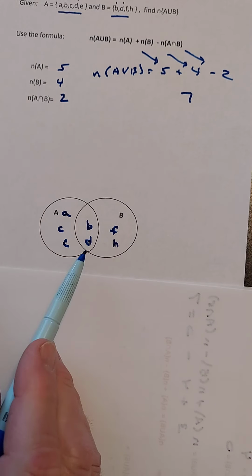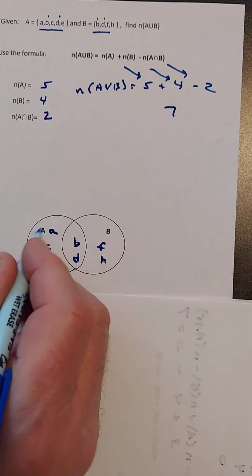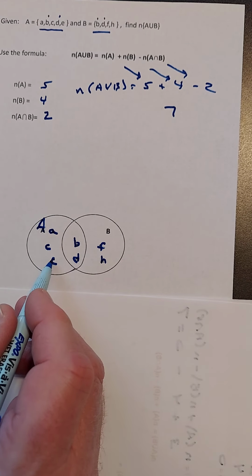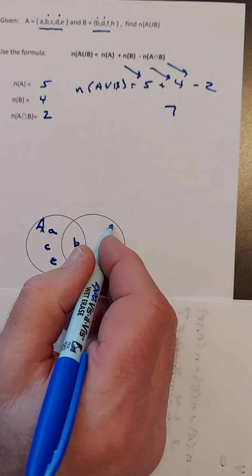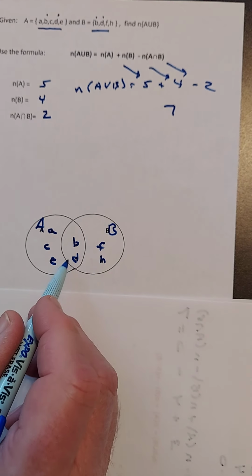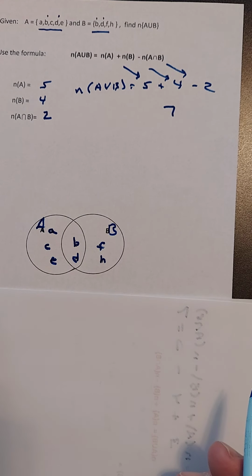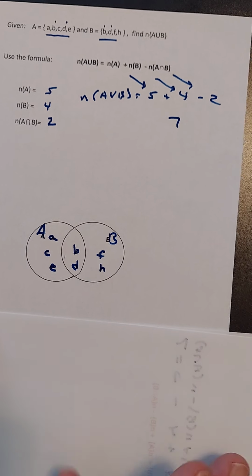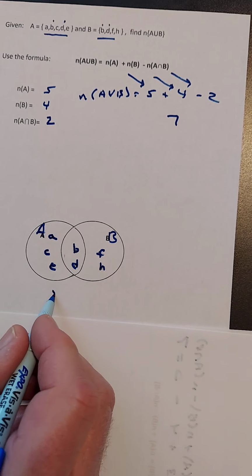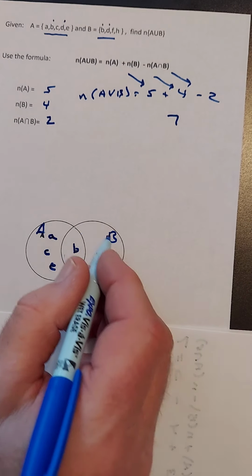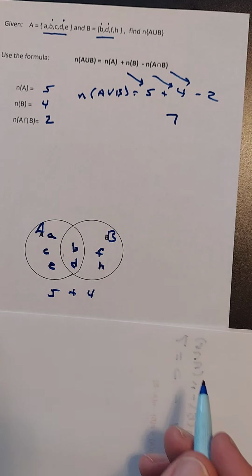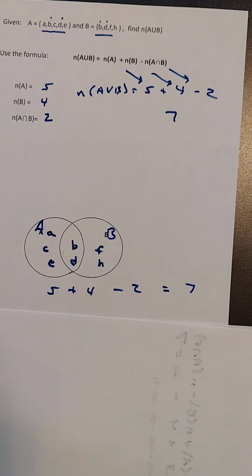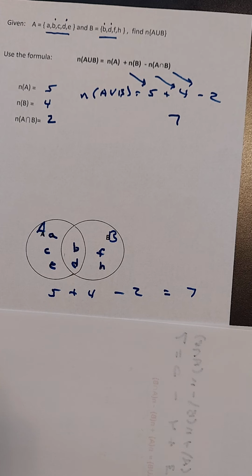You'll notice these are the same things we had up here. So set A has A, B, C, D, E, and B is going to have B, D, F, and H. And then the intersection would be B and D. So again, if you look at circle A, there's 5 of them there. And you're going to have 4 of them in B. And then you're going to subtract the 2 that's in the intersection. There's your 7 again. So that gives you a picture of what it looks like.